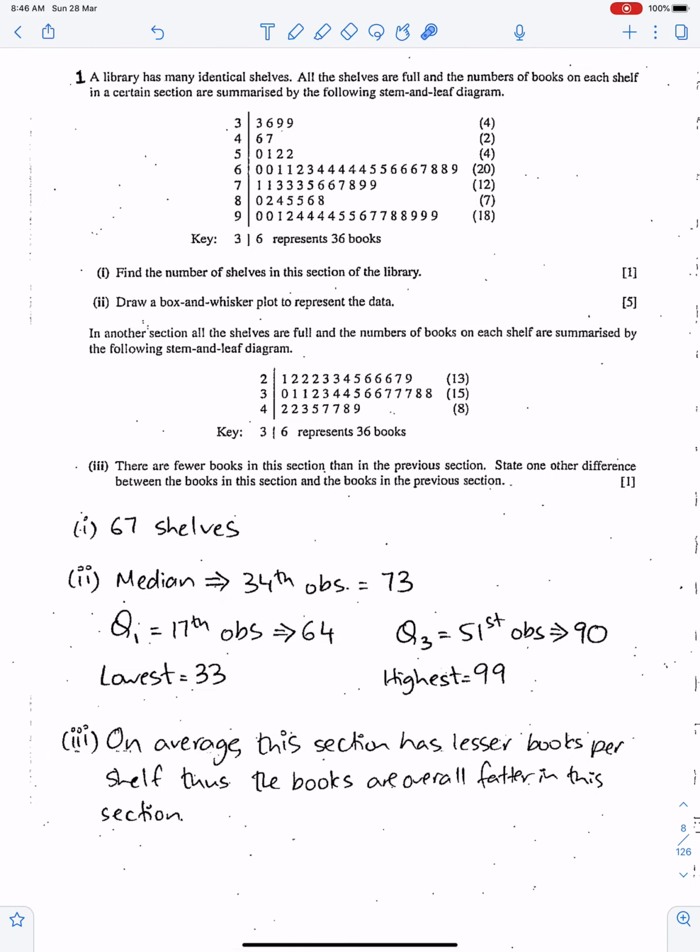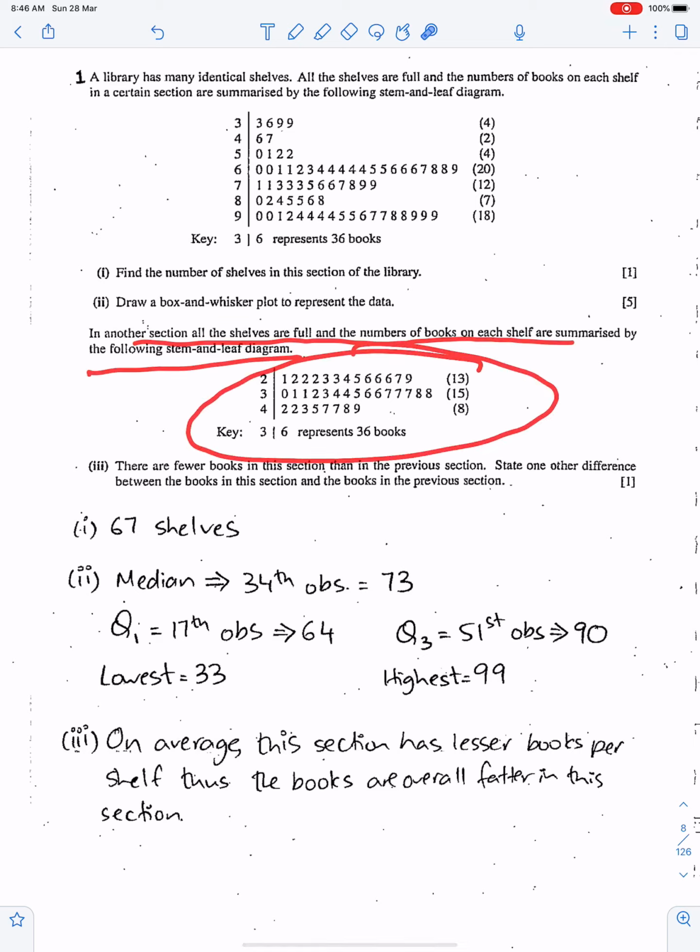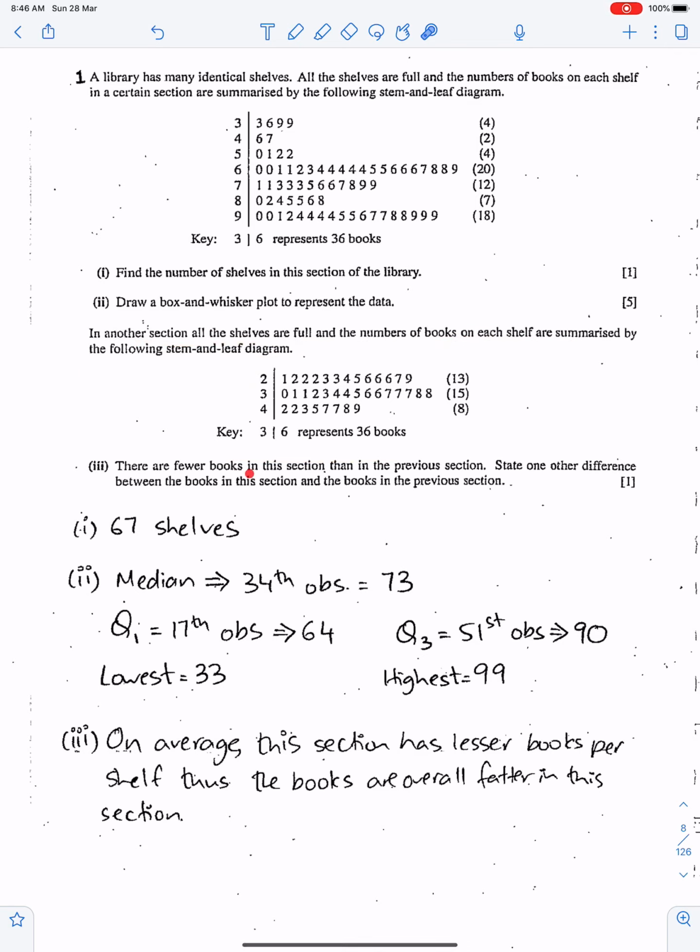Next, in another section, all the shelves are full, and the number of books on each shelf are summarized by the following stem and leaf diagram. There are fewer books in this section than in the previous section. State one difference between the books in this section and the books in the previous section.